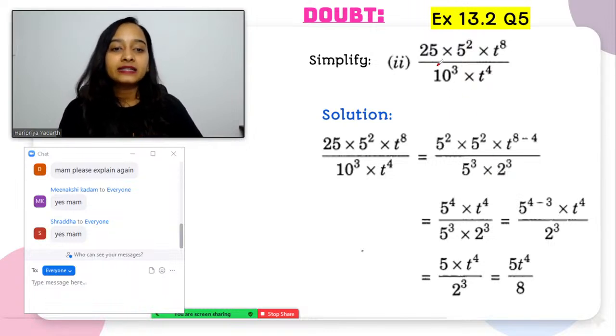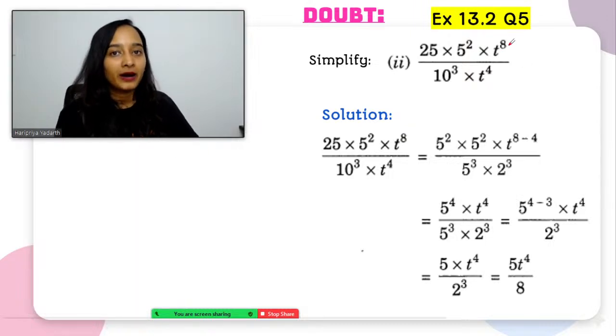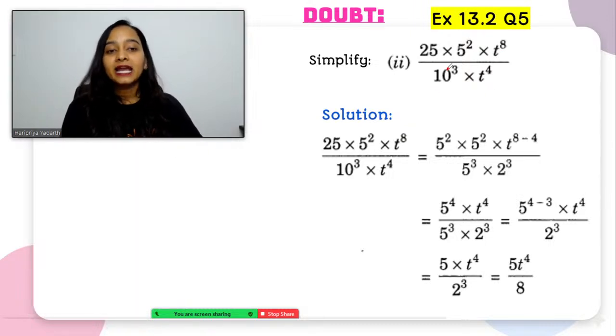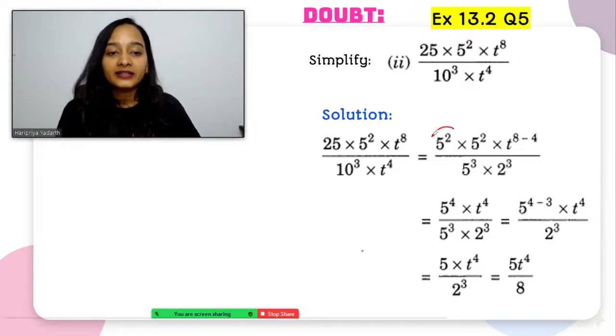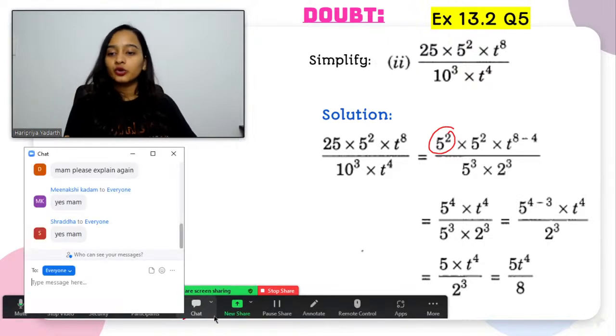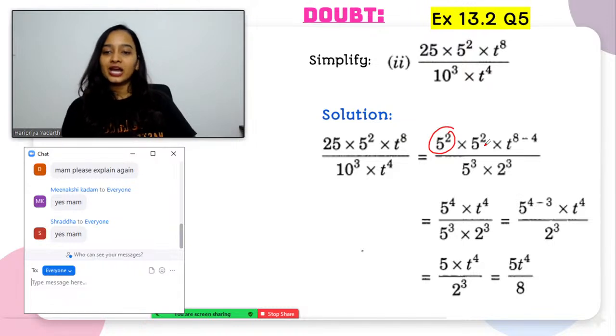So here it's written 25 multiplied with 5 square multiplied with t to the power 8 divided by 10 cube multiplied with t to the power 4. Now 25 can be written as 5 square. Do you all agree? Yes or no? Yes. 25 can be written as 5 square. Come on, quickly tell me in the chat box.